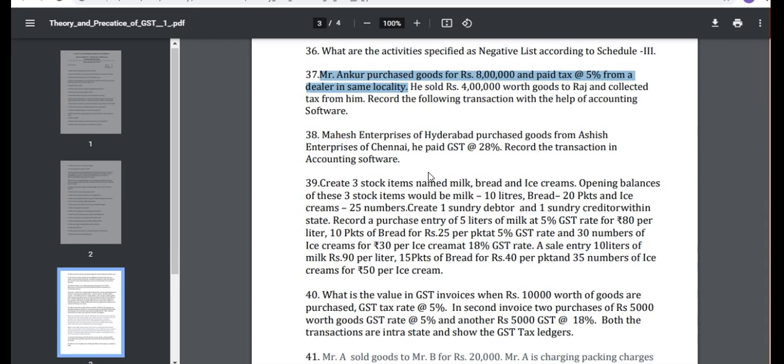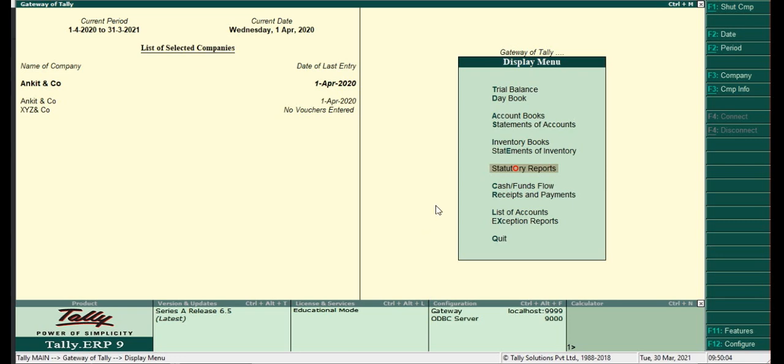Okay na. Next we have: Mahesh Enterprise of Hyderabad purchased goods from Ashish Enterprise of Chennai. So this comes under interstate transactions and paid GST of 28%. Record the transaction in accounting software. So Farhana, you sent it of Chennai only, right? That is 33-1. Yes, sir. Tamil Nadu. So that is Chennai. So we can enter this transaction over there, as an interstate transaction.